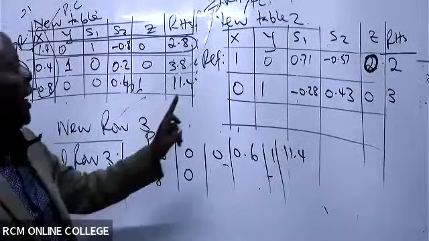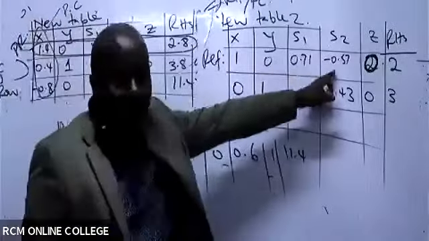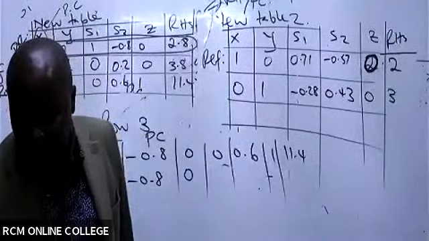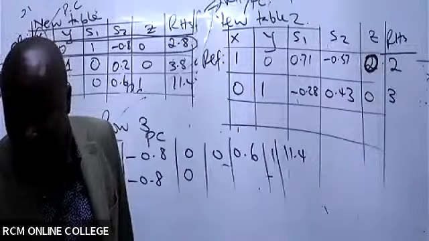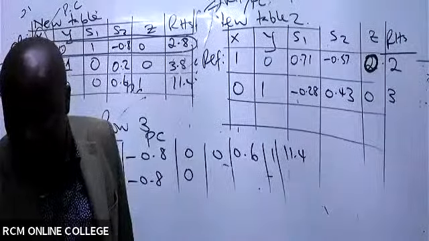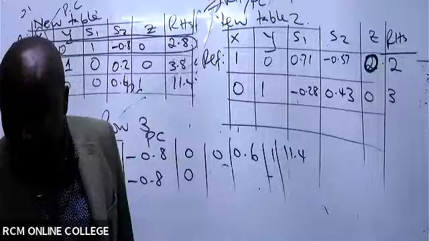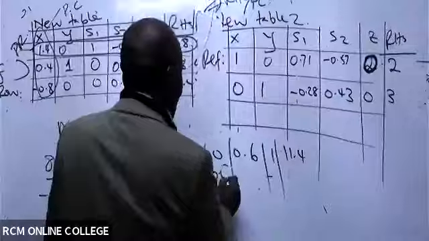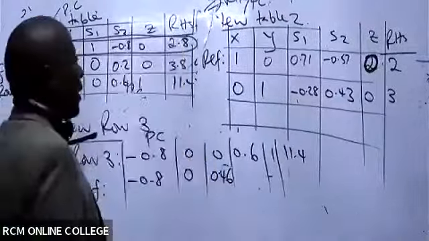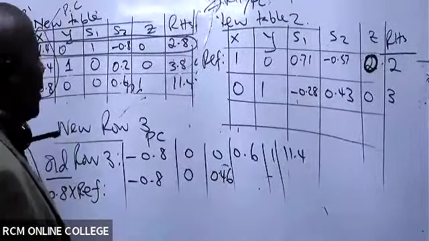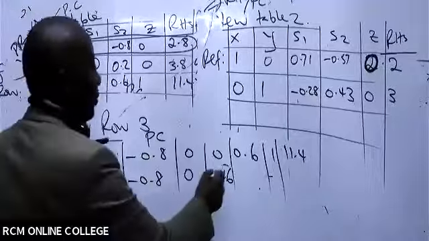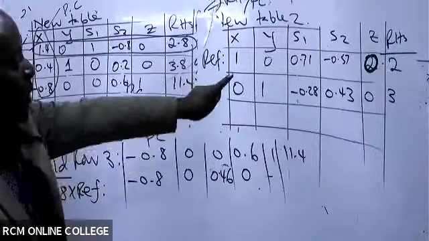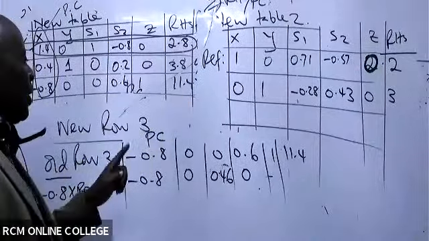So please give me these figures as I finish. Minus 0.8 times minus 0.57. What figure do we have here? It is 0.46. And then lastly, second last, minus 0.8 times 0, that is 0. And then we have here minus 0.8 times 2. Minus 0.8 times 2 gives me what figure?